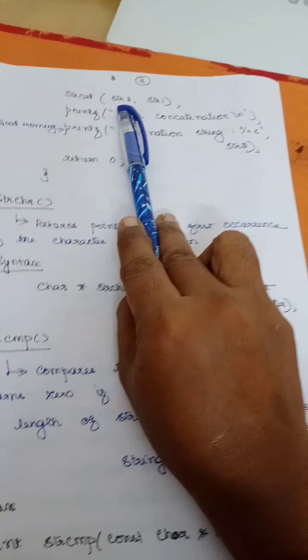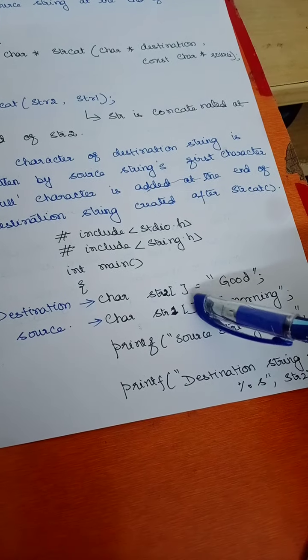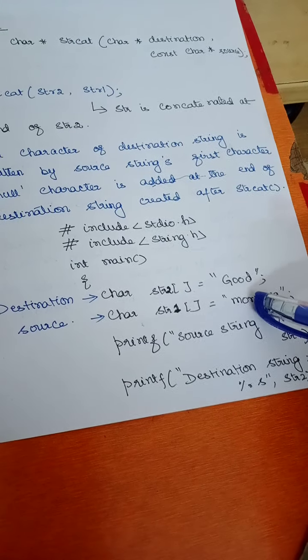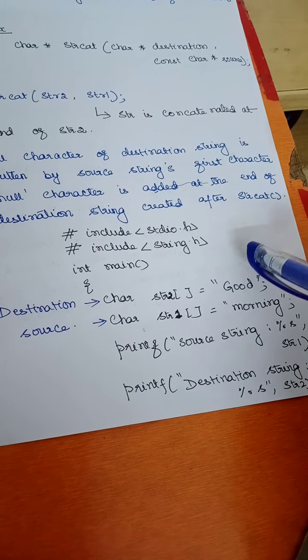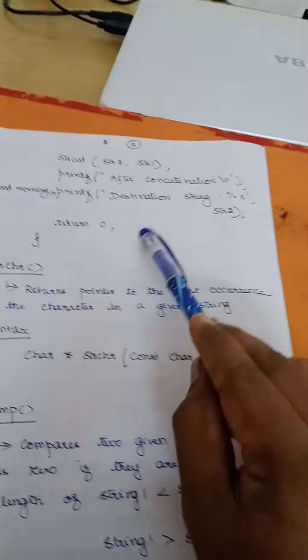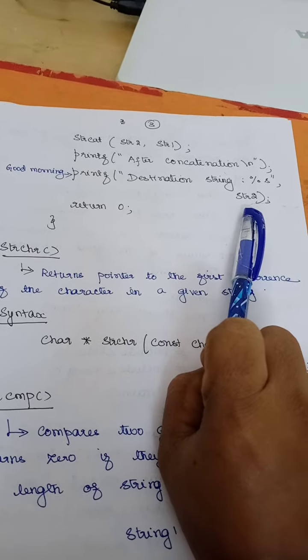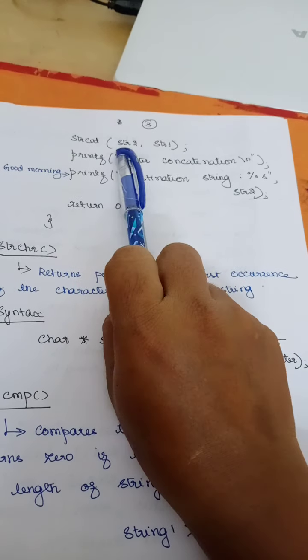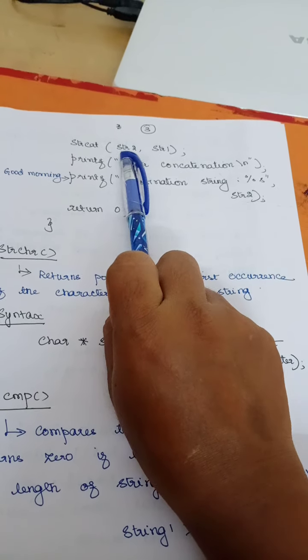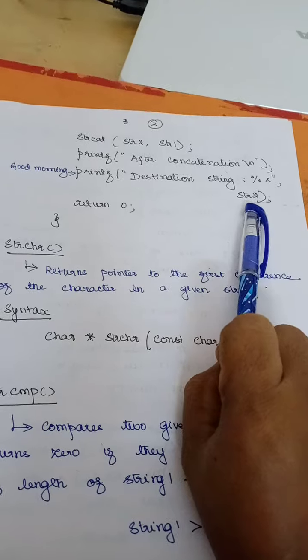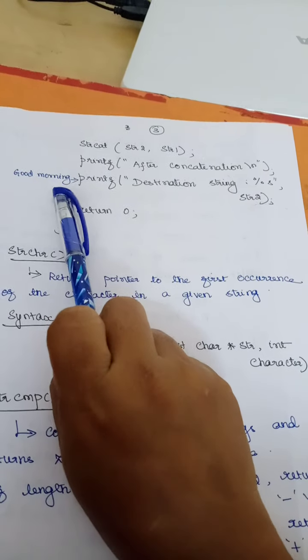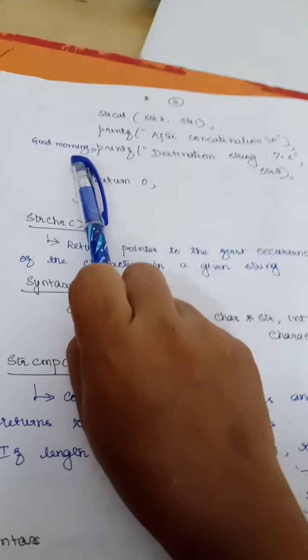So what is my str1? When you see here, my str1 is nothing but morning. This morning I am going to add to good. So after concatenation I am printing my string. I am printing str2 because this is my destination. So I am printing my destination string here. So my output will be good morning. Clear?